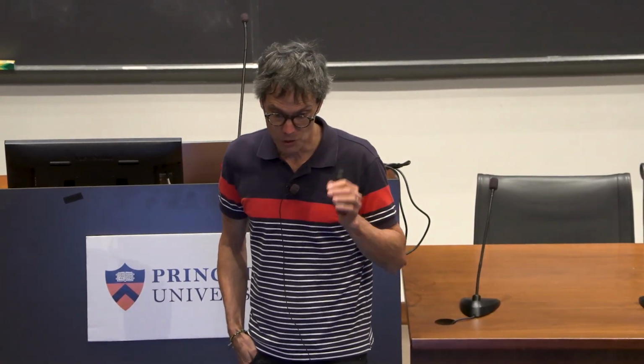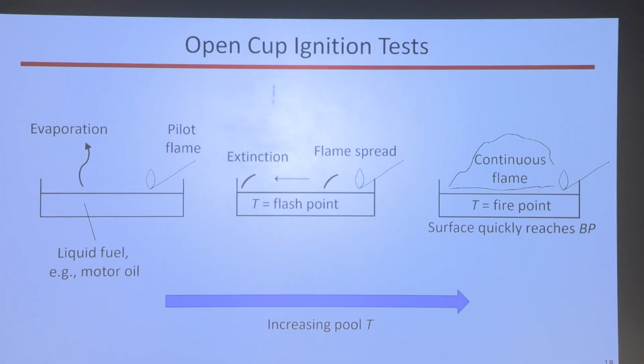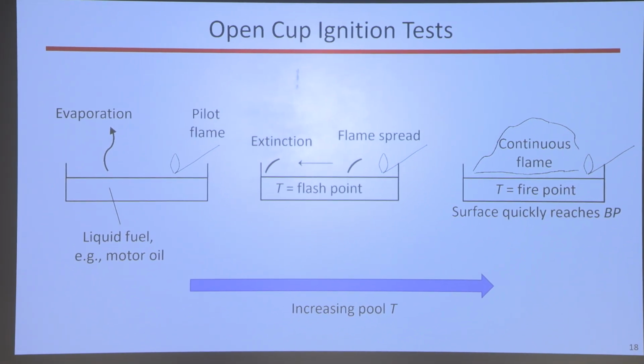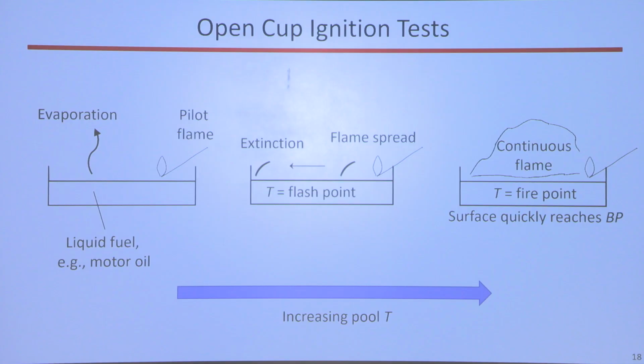Okay, so this is what the open cup ignition test looks like. You start in the condition at the left, where the liquid is cool, and you slowly heat it. And as you're heating it slowly, you pass the pilot flame across and see if it ignites.